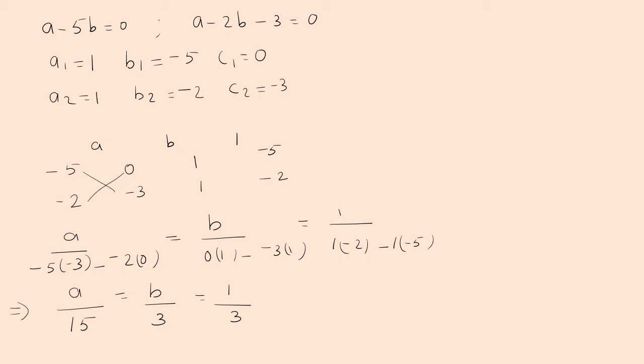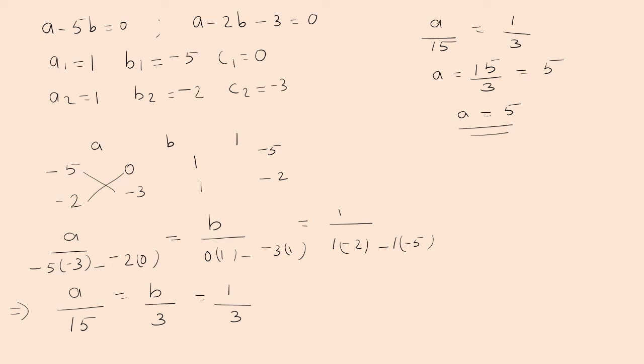Now compare the first member and the last member for getting the value of a, that is a upon 15 equal to 1 upon 3. Therefore, a equal to 15 upon 3 by doing the cross multiplication. Since you have to get the value of a, write a on the LHS, rest of the term to the RHS, that is equal to 5. So you are getting a equal to 5.